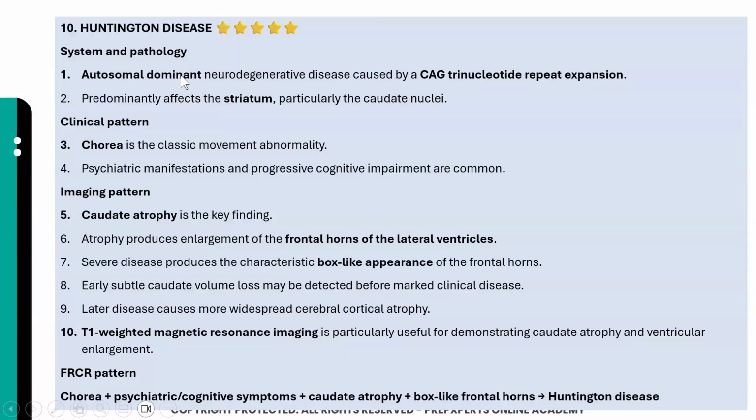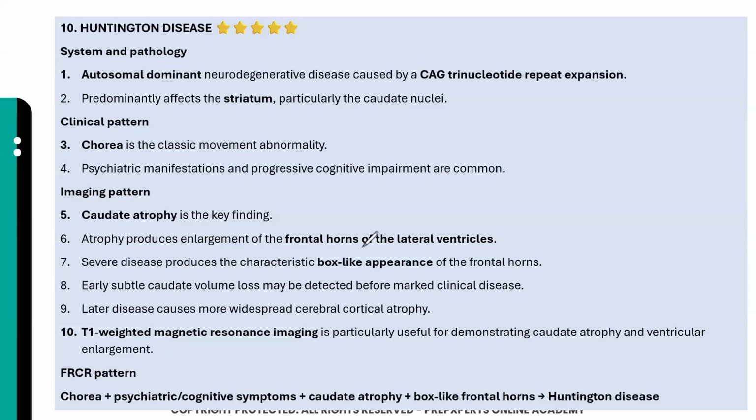Then we have Huntington disease that is due to CAG trinucleotide repetition. It actually affects the striatum. Chorea is the classic movement abnormality. They might mention chorea. Psychiatric manifestations will also be there and progressive cognitive impairment will be there. The key thing to remember in Huntington is your caudate atrophy. So Huntington, chorea, caudate. C for chorea, C for caudate. Chorea has H after C, H for Huntington. Remember that like this or any other mnemonic that you want to make. But Huntington, chorea, caudate. These are the three things that you need to remember.